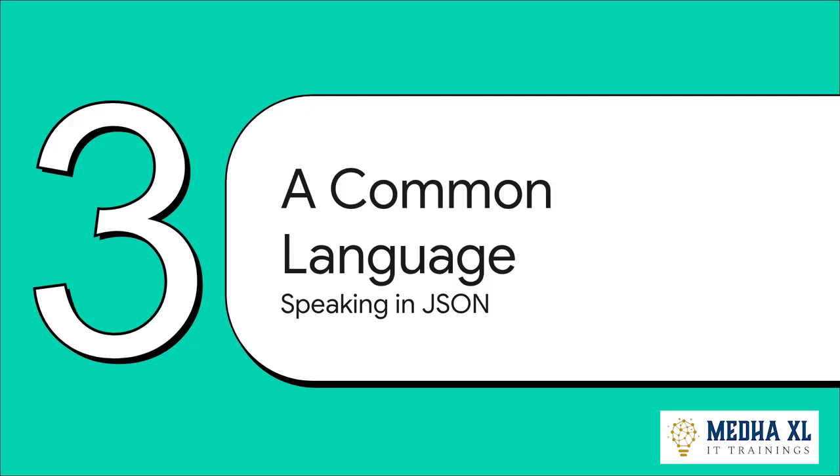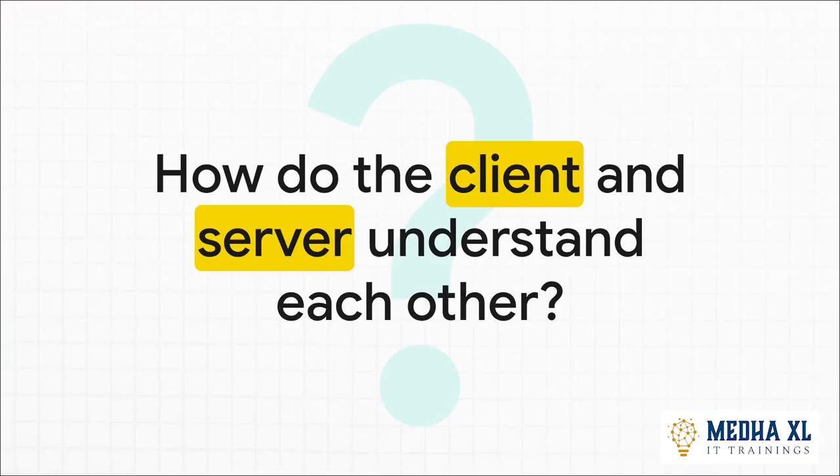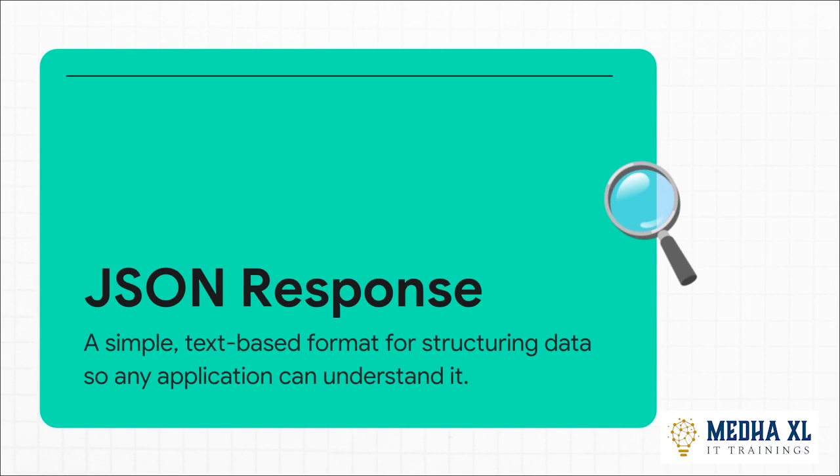So we know the client and server are talking, but for any of this to actually work, they have to be speaking the same language. Let's figure out what that language is. Think about it. If the kitchen just sent out a random pile of ingredients on a plate, you'd have no idea what to do with it. The meal needs to be presented in a way that's structured and easy to understand. And that's where something called JSON comes in.